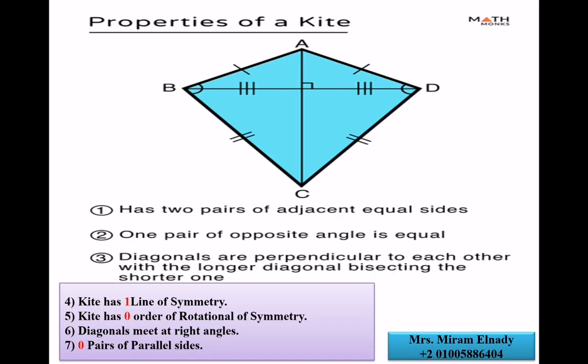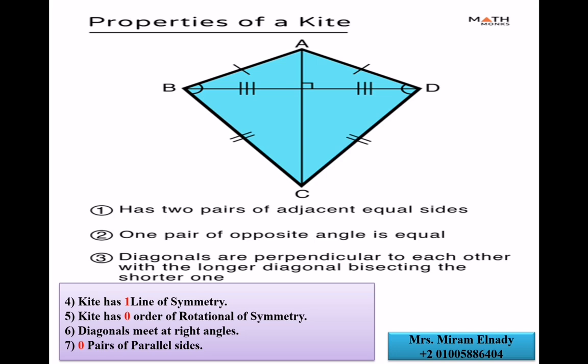What about the kite? We said once you hear the word kite, you need to remember it has only one line of symmetry. Two pairs of adjacent equal sides. Yes, the sides that meet each other at point A are equal in length. One pair of opposite angles is equal.